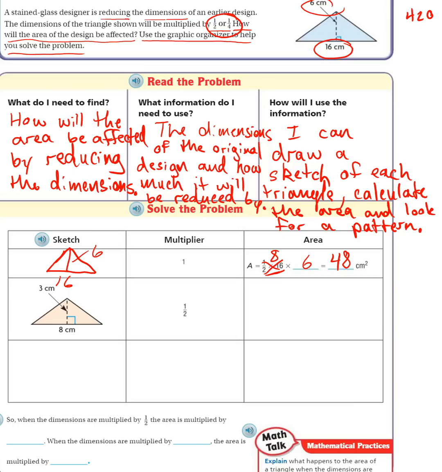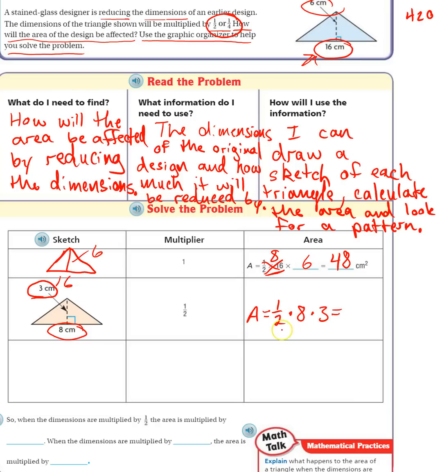He wants to make that half as big. So in the next design, he uses half of 6 for the height, which is 3, and half of 16 for the base, which is 8. So he multiplied by 1/2, or you can say divided by 2. So what would the area be of this figure? Well, the area is 1/2 times the base times the height. Oh, whoops, I was using the old height.